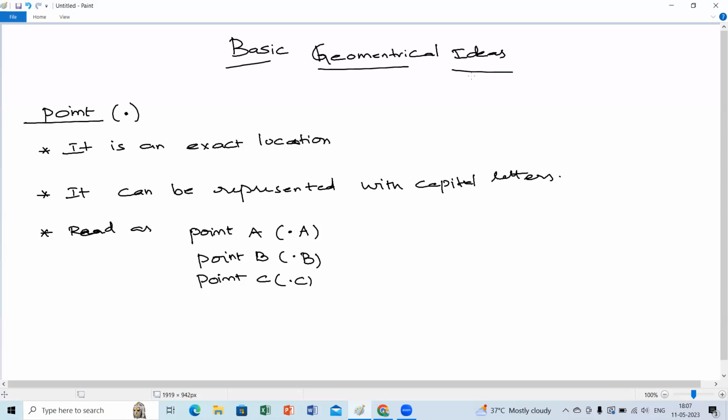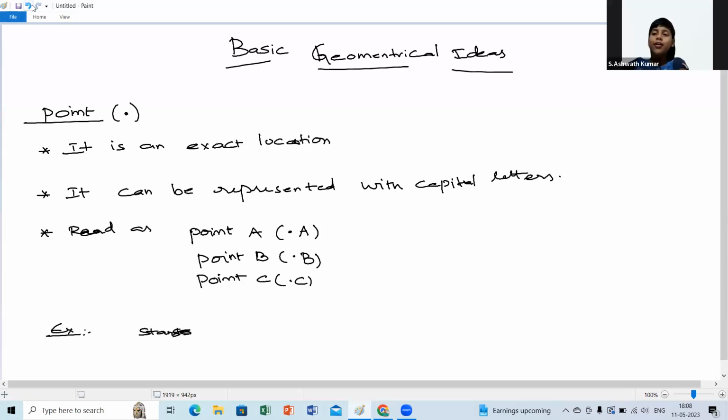What is the best example for a point, children? Stars in the sky. How many points are there in the sky? Ma'am, we can't count. Millions of points in the sky. Can you name all the points? Oh, no. Ma'am, one star is just the sun.